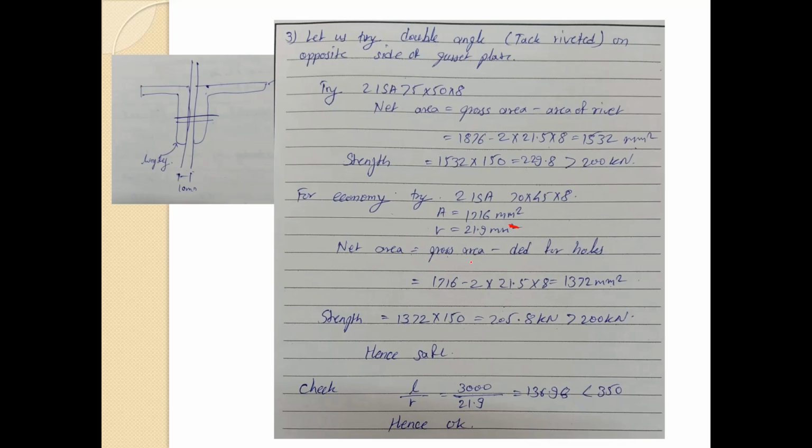So the net area, again gross area minus deduction for holes. Again we are deducting the holes from this area, so we are getting 1372 mm square. So the strength becomes 205.8, which is greater than 200. Hence it is safe. Now we check the slenderness ratio, that is L by r, which is 3000 divided by 21.9, that becomes 136.98, which is lesser than 350. Hence the condition is okay.